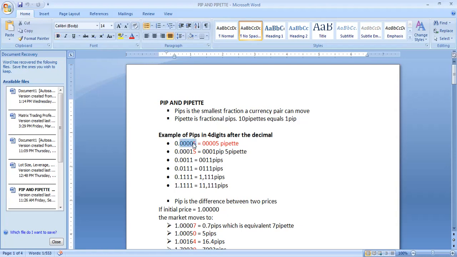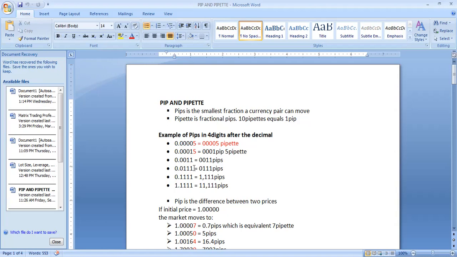So this is 0, 0, 0, 0. So we have 5 pipettes. Then this is 0.00015. So this is 1 pip, 5 pipettes, or you can still call it 15 pipettes. So this is what? This is 11 pips or 110 pipettes.